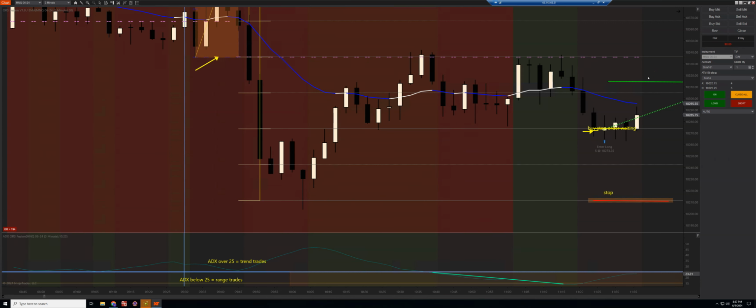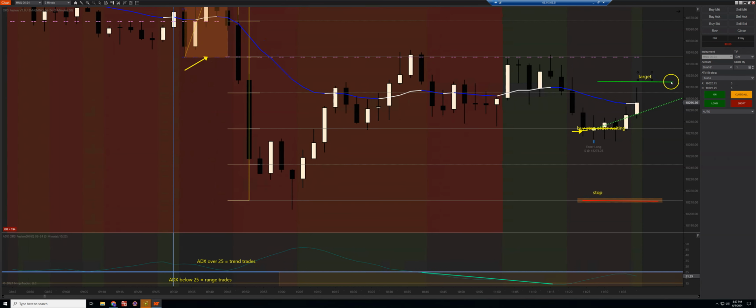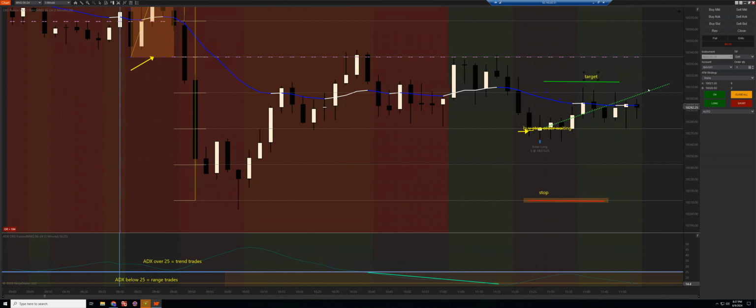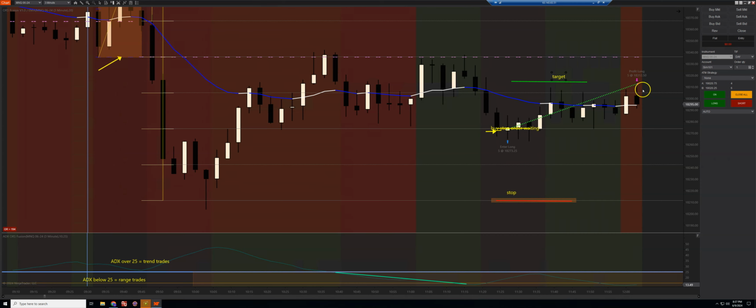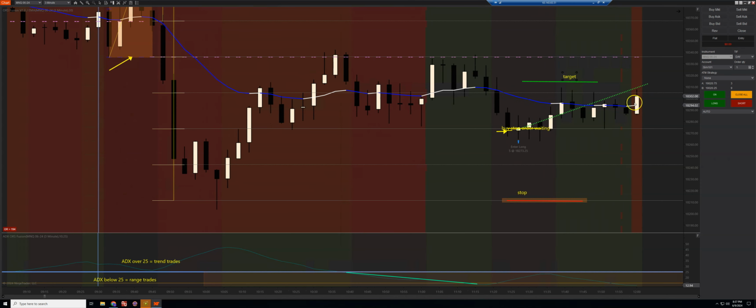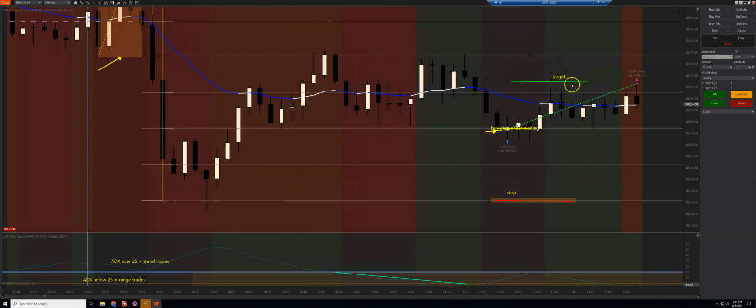Okay. Target 125%. Moving along. And here we are not allowed to take any more trades because it's 12 o'clock. It's only an hour window. And our target gets hit right here.